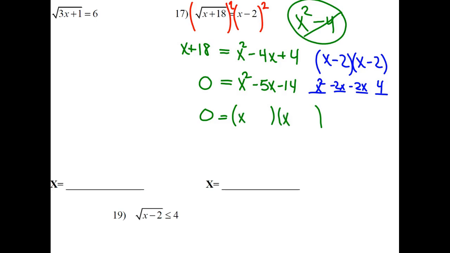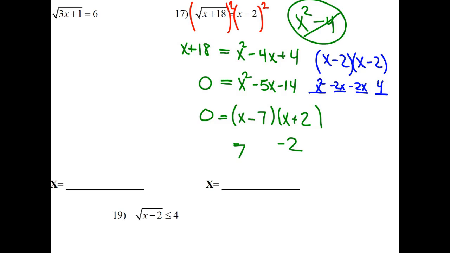X and x, 2 factors of 14 that have a difference of 5. That's going to be 7 and 2. 7 and 2. This is minus, that's plus. Solutions: 7 is one of them, and negative 2 is the other one. Okay, do any of them not work? Or do any of them make any denominator 0?